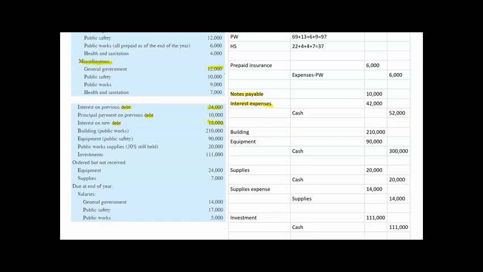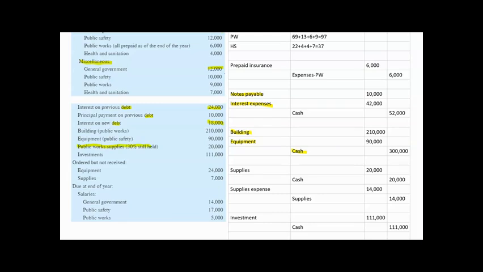There's a building they purchased for public workers. The total payment is 210,000, and then there's payment for the equipment, 90,000, for public safety. The journal entry is to debit the building and equipment, and then credit cash. The total cash paid for these two capital assets is 300,000. And the next one is the public works supplies.